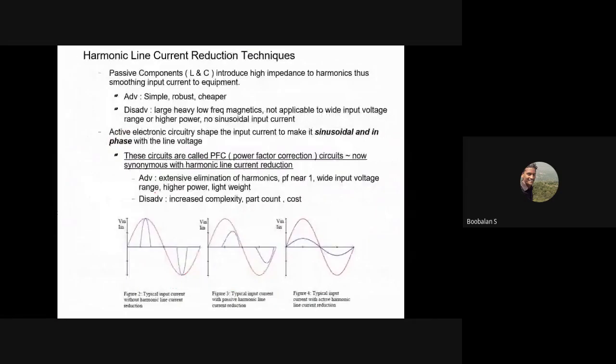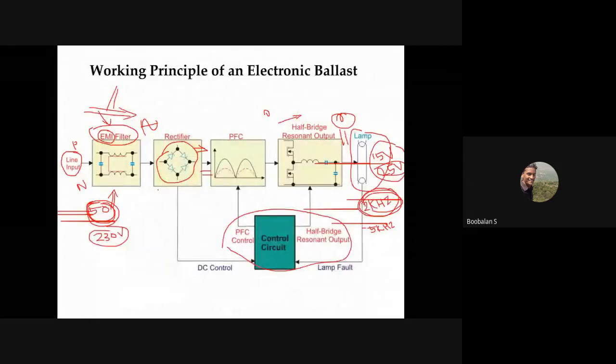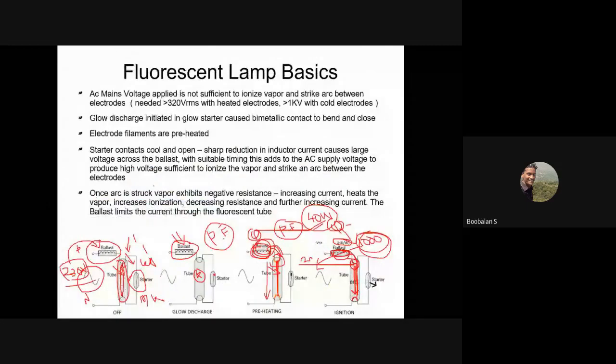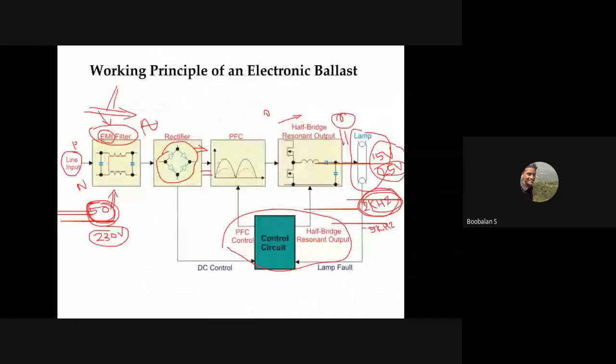So in the magnetic ballast only my power factor is affected, but in my electronic ballast, we are going to convert the 50 hertz power supply into a high frequency, say 5 kilohertz or 60 kilohertz. I'm just going to consider 10 kilohertz now.